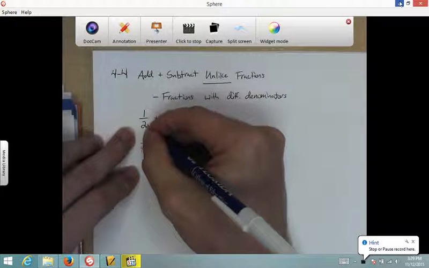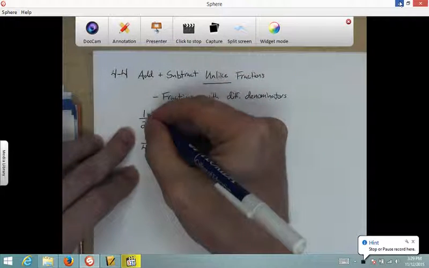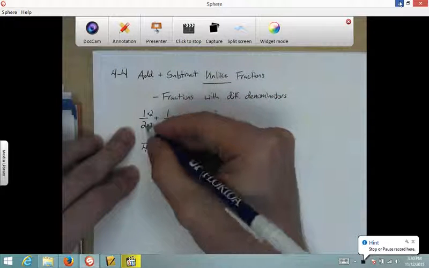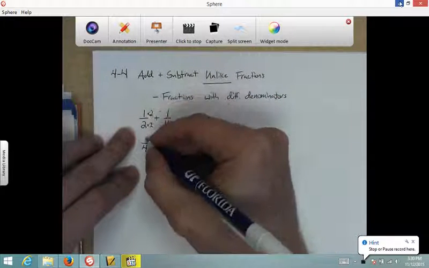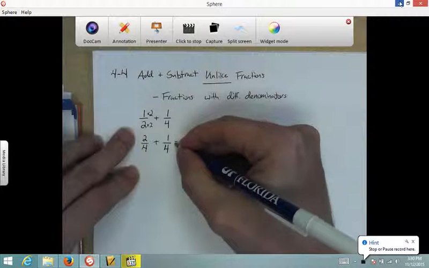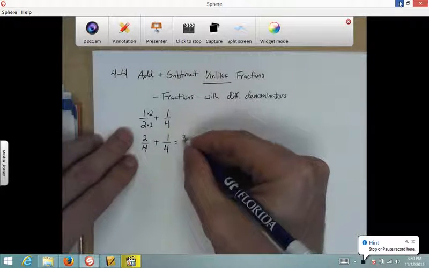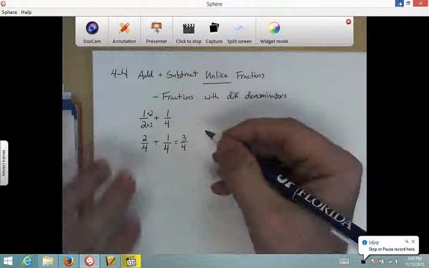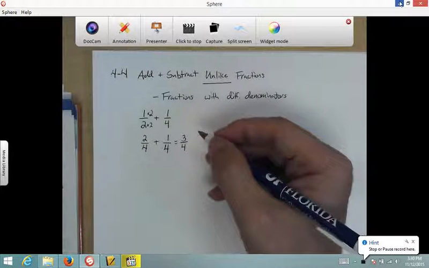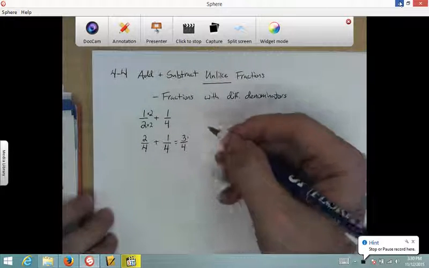Well, I had to multiply by 2. If I multiply by 2 on the bottom, I have to do it on top. So 2 times 2 is 4, and 1 times 2 is 2. And now I can add it together. Add right across the top. 2 plus 1 is 3. The denominator stays the same. That's a pretty simple example for doing these. Let's try something a little bit more complex.